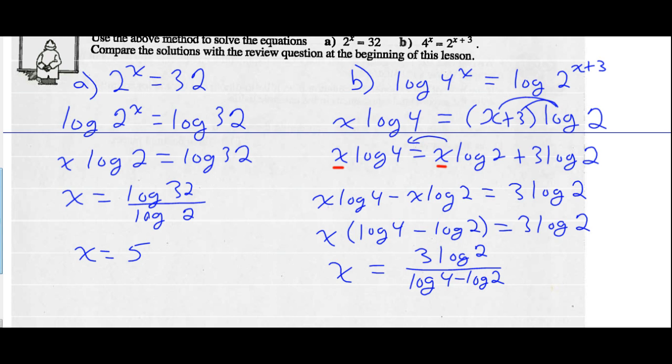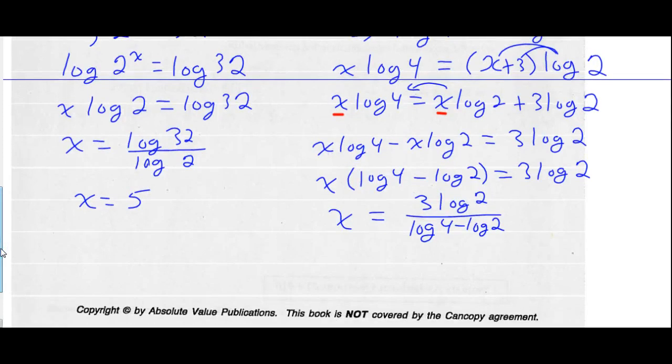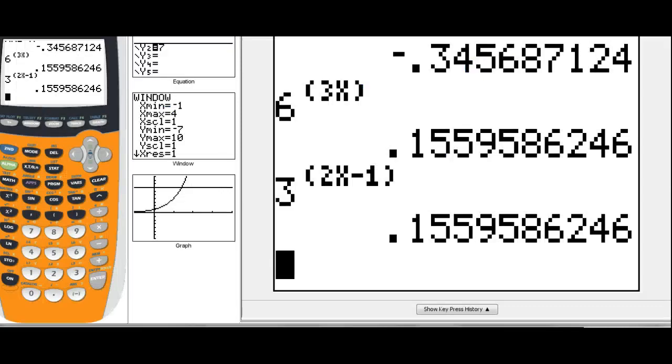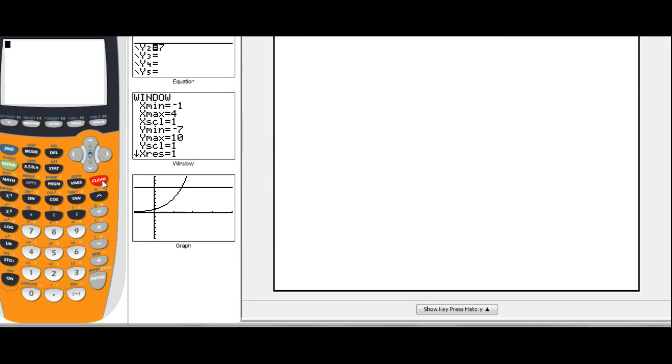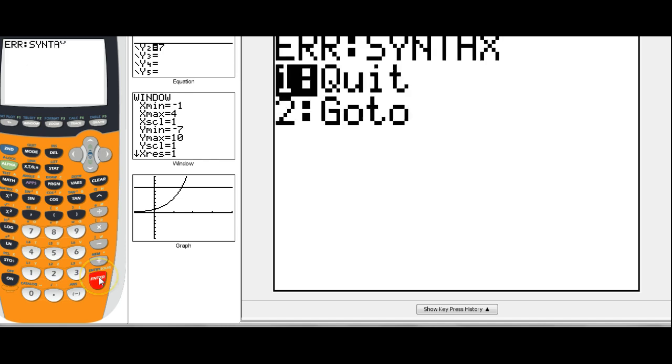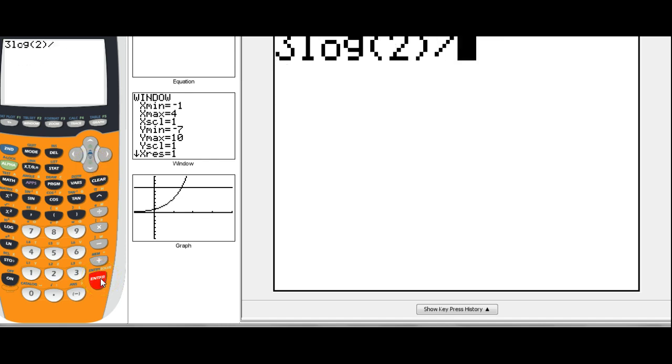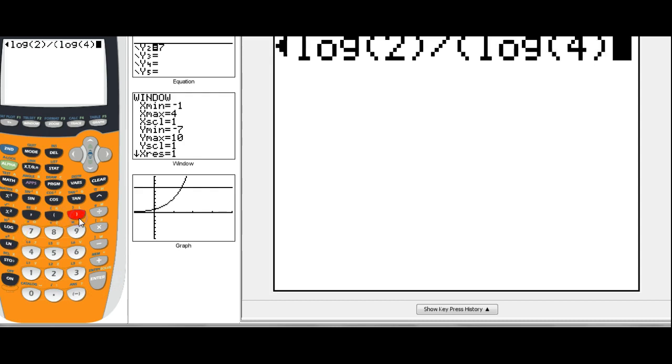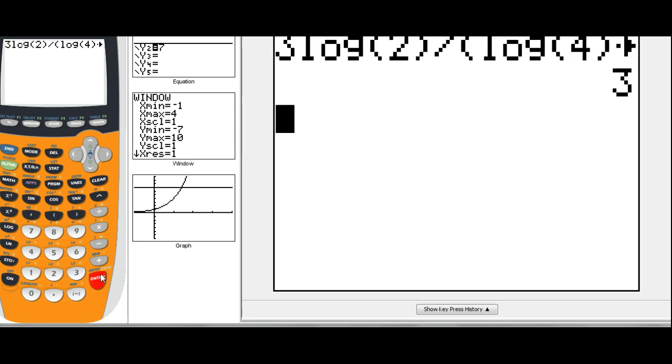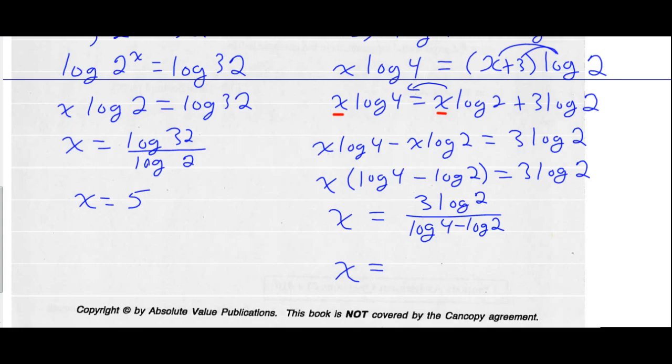All right. Let's use our calculators and see what that gives us. So my numerator is 3 common log 2. Divide that by, in brackets, log 4 minus log 2. And we come up with an answer of 3, which was the same answer we got earlier. All right. So it works.